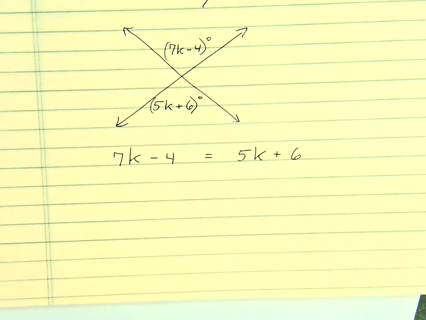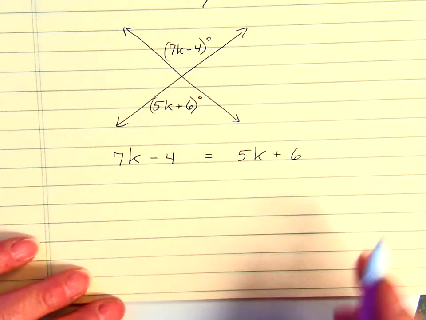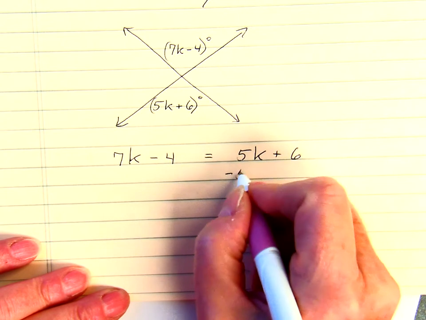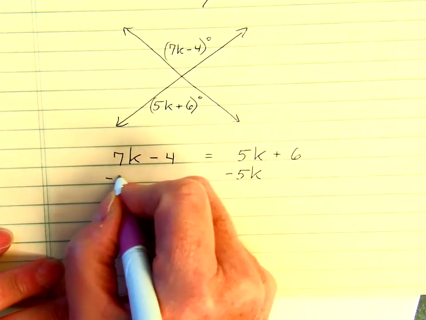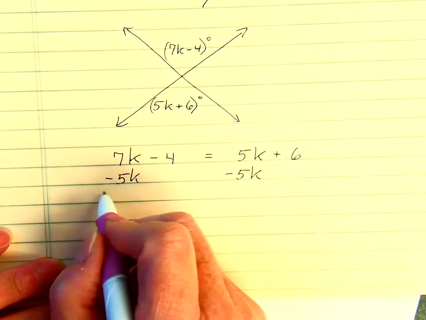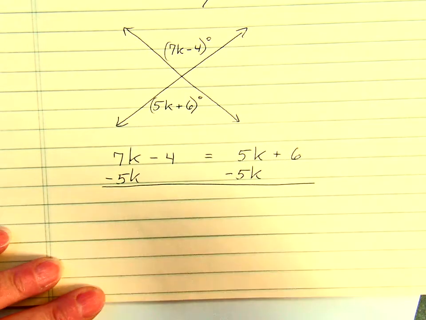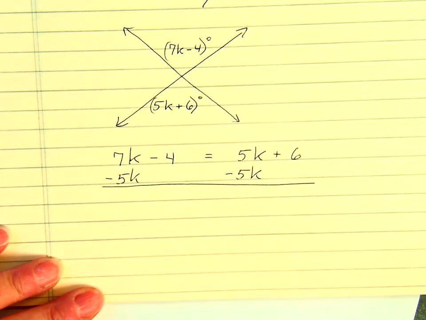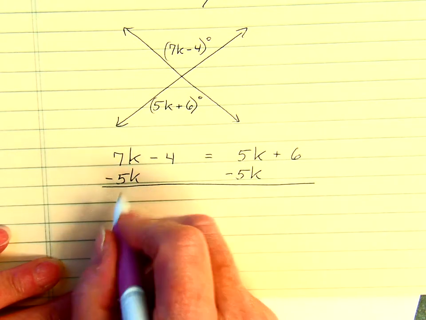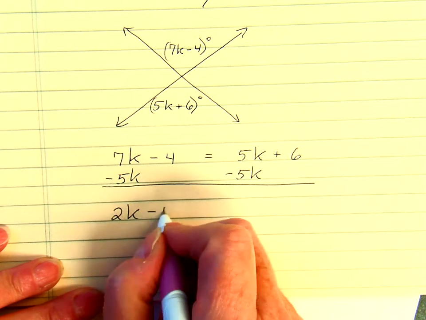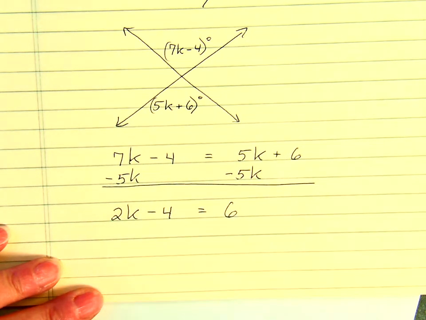So now I have to solve. I always put variables to the left. This is not a requirement, but that's the way I'm going to do my problems. You do not have to do them that way. The first thing I am going to do then is move my variable term. So I am moving my 5k over, and notice I'm going to do multiple steps because for me that's easier. So this gives me 2k minus 4 equals 6.